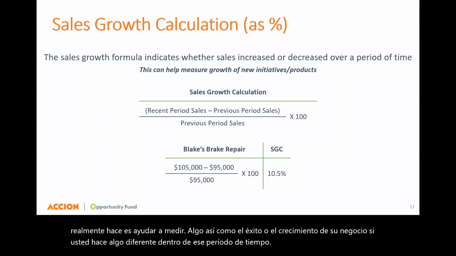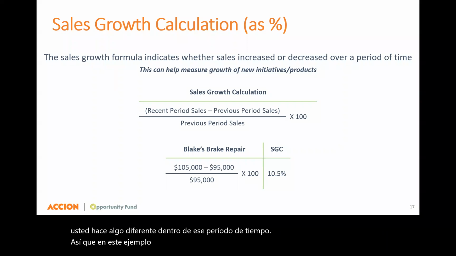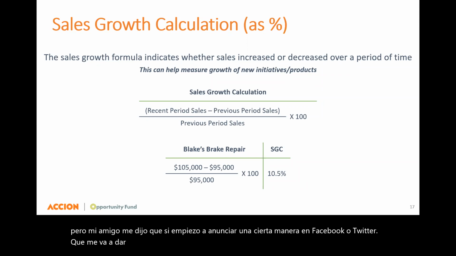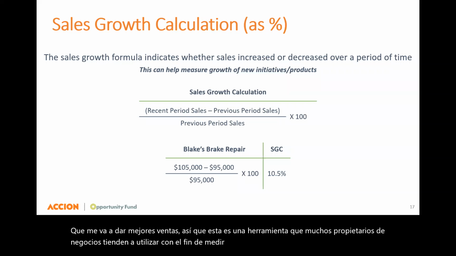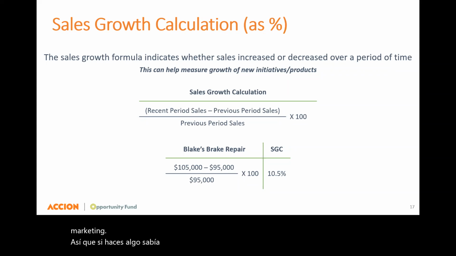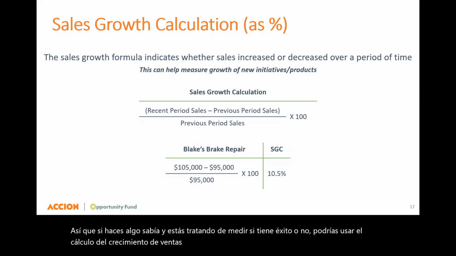So in this example, let's say that Blake said, you know what, 2018 was doing pretty good, but my friend told me that if I start advertising a certain way on Facebook or Twitter, it's gonna give me better sales. So this is a tool that a lot of business owners tend to use in order to gauge the performance or the success of a new initiative, right? It could be a new product. It could be a new marketing initiative. So if you do something new and you're trying to measure if it's successful or not, you could use the sales growth calculation to understand how successful that thing that you did was.